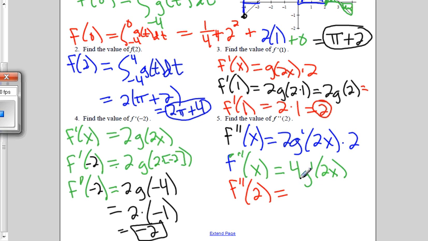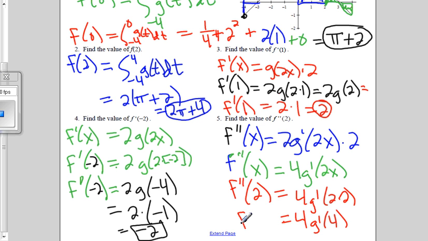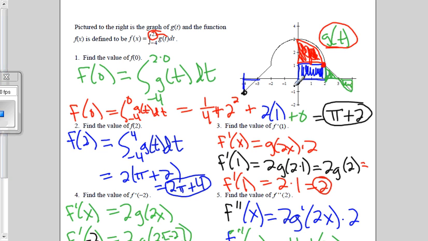So now we're going to get 4 g prime of 2x. Every place I see an x, I'm going to substitute in 2. So it's going to be equal to 4 g prime of 4. So in order to get this answer, I have to go up to my graph, which is a graph of just g of t, and I need to see, hey, what's the derivative at point 4? So what's the slope of the tangent line? So let's go up and look at that.